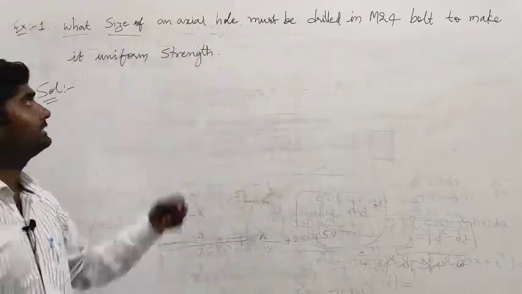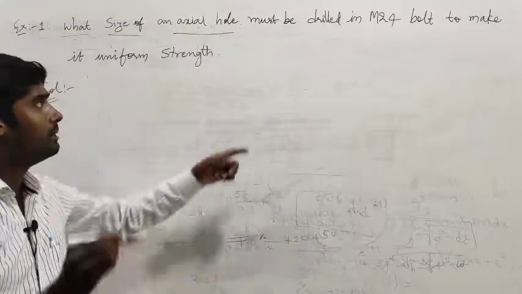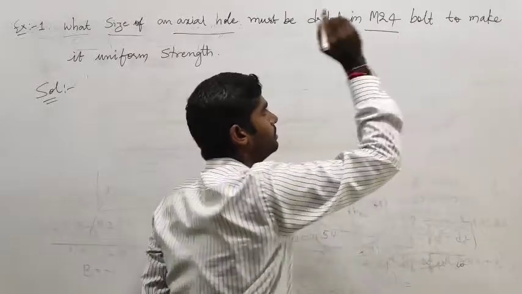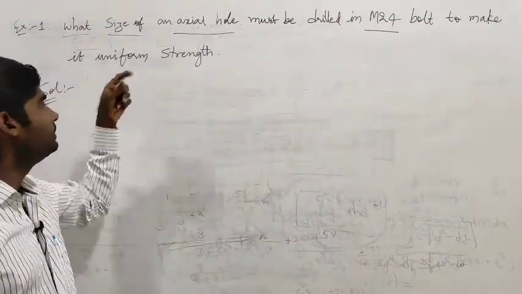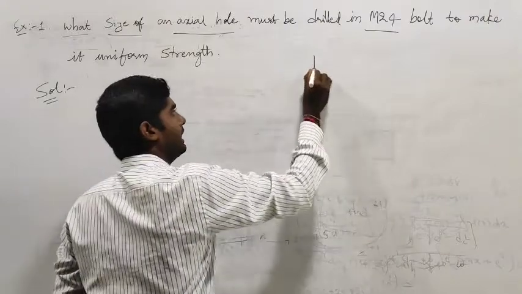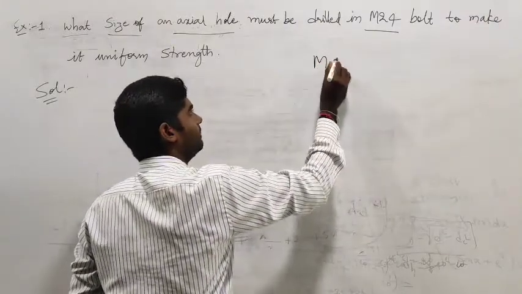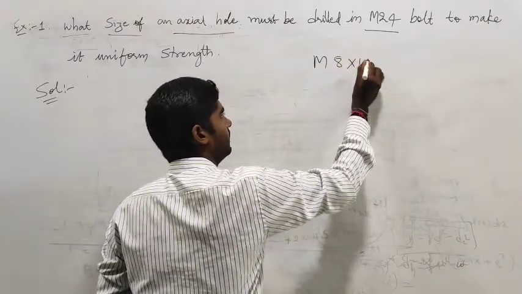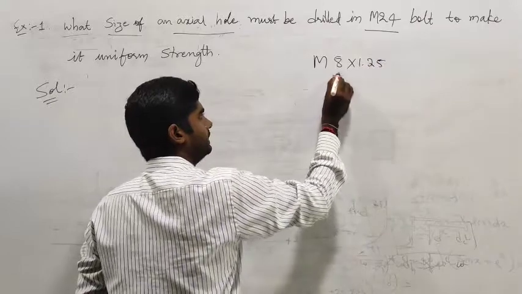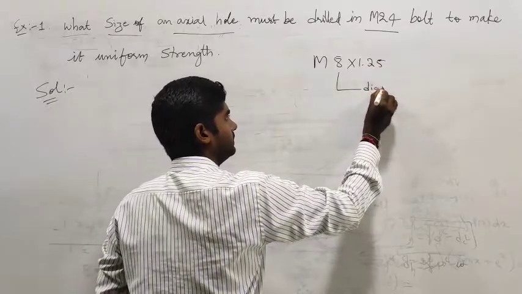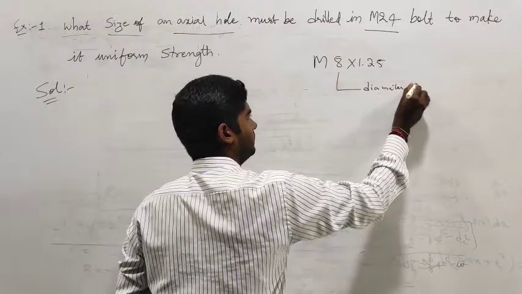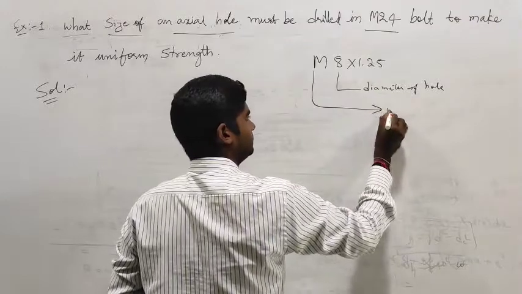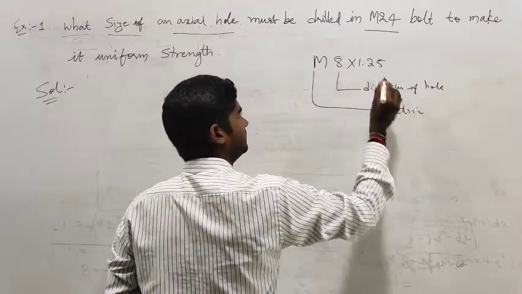What size of axial hole must be drilled in an M25 bolt to make it of uniform strength? Already we discussed this in the last topic, for example M8 into 1.25. In this one, this is the diameter, this is metric, and this is the pitch.